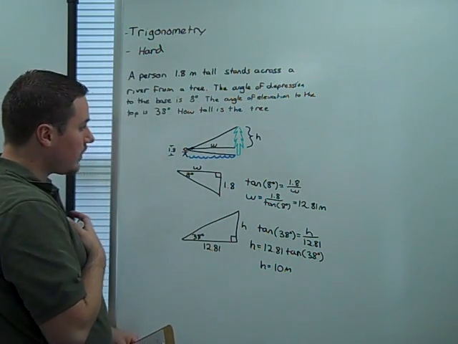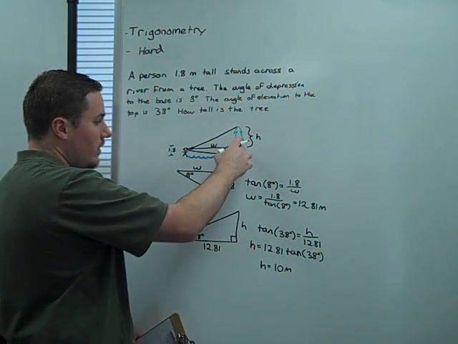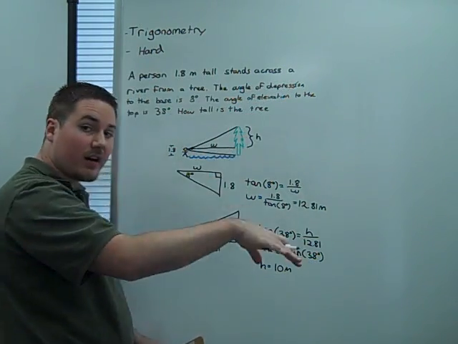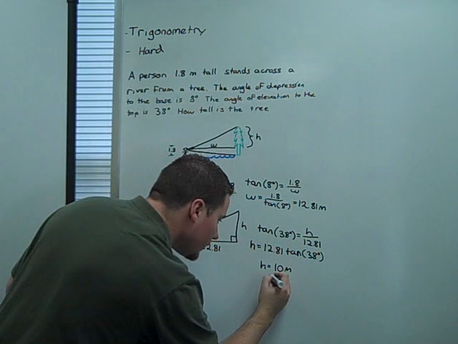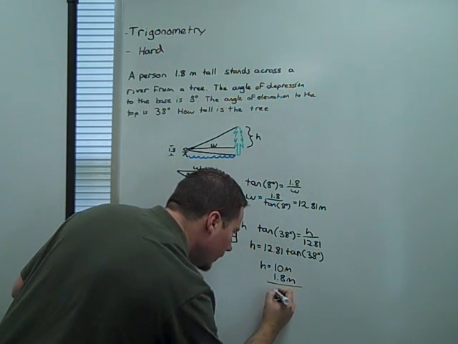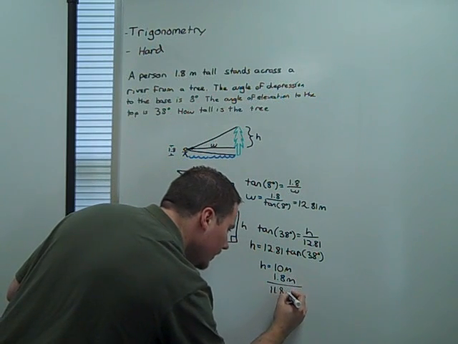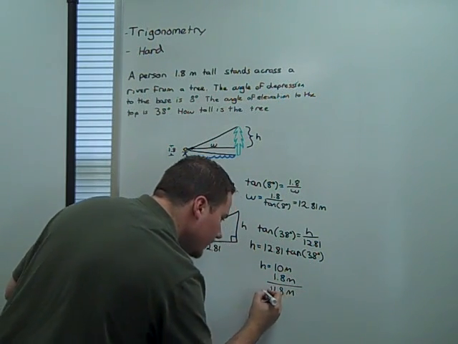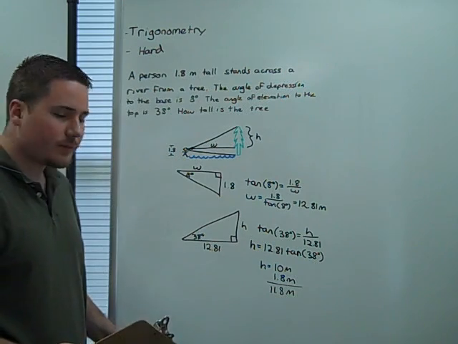Now, I am 1.8 meters. The height we just solved for was the height above the angle of elevation. So, I have to add 1.8 to my total, so I get 11.8 meters. This is my final answer. The tree is 11.8 meters tall.